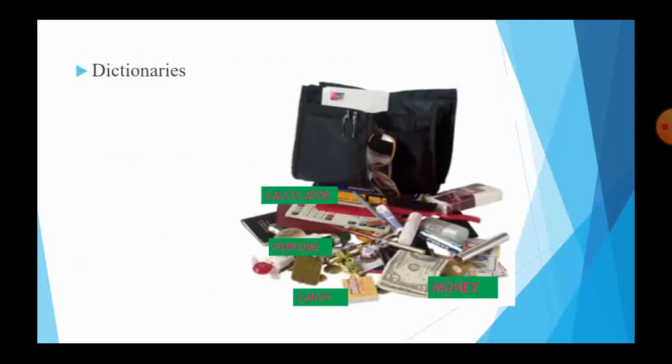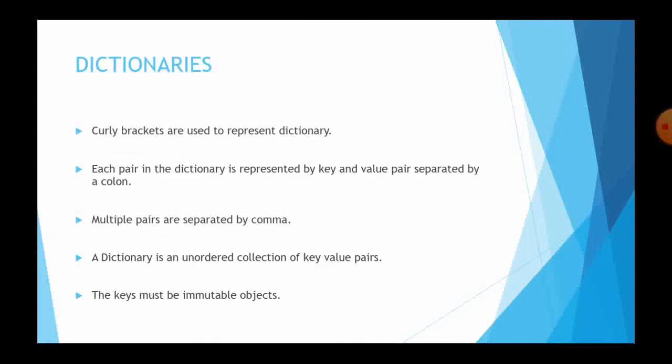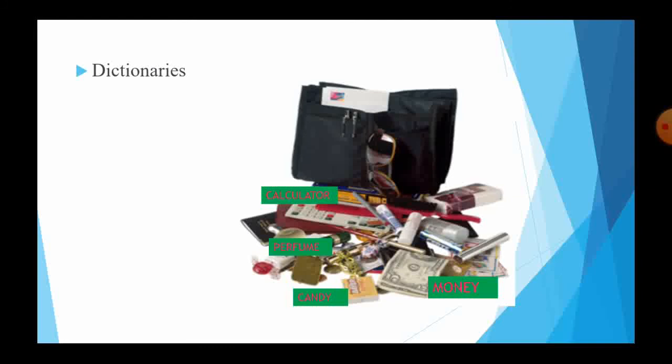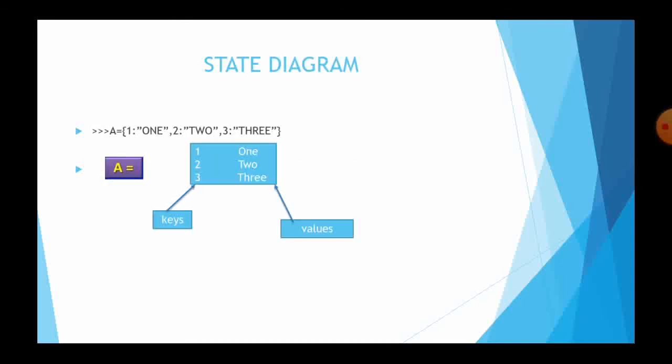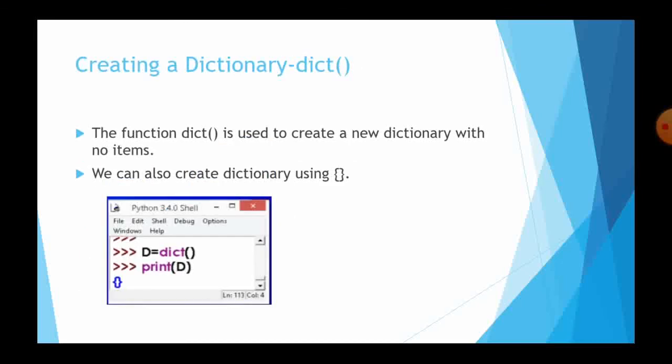So what does dictionary mean? A dictionary is a collection of different kinds of values, as key value pairs. They should be enclosed within curly brackets. Inside the curly brackets you can create your key value pairs. If you want to create multiple key value pairs, you can use a comma as the separator. How to create the dictionary? You can create the dictionary using curly brackets, and you can use the function named dict.